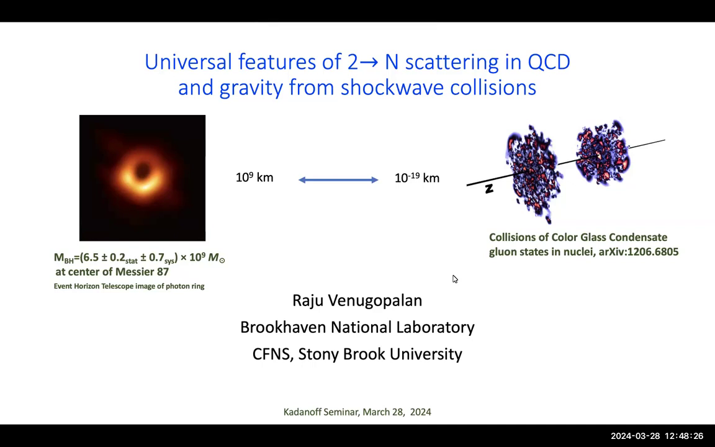Something that describes physics on the scale of 10 to the minus 19 kilometers might have something to say about something that happens on size scales of billions of kilometers. This is really quite a striking thing, and that's what piqued my interest in this topic.